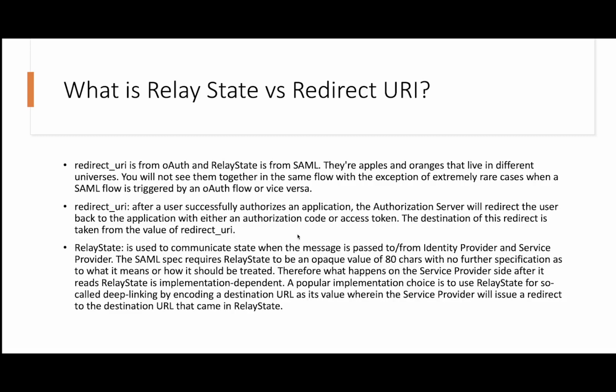Basically, if you want to reach a specific account or a page on your Salesforce, then you can give the URL of that account in a relay state. So after a successful authentication, that specific account will be opened. That specific URL you have to provide in a relay state. It's a deep link, so it's called deep linking, encoding a destination URL as its value. When a service provider issues a redirect to the destination URL that came in a relay state, it will open the desired page after authentication.